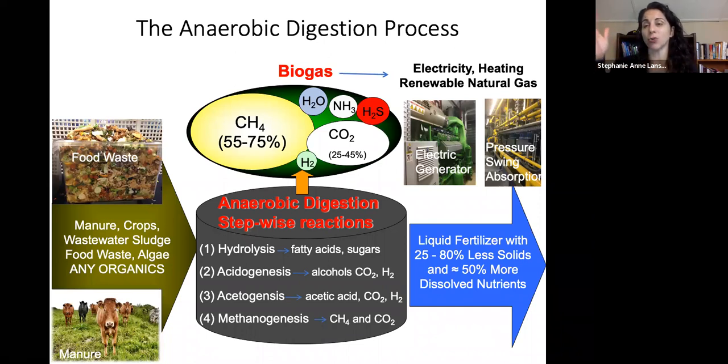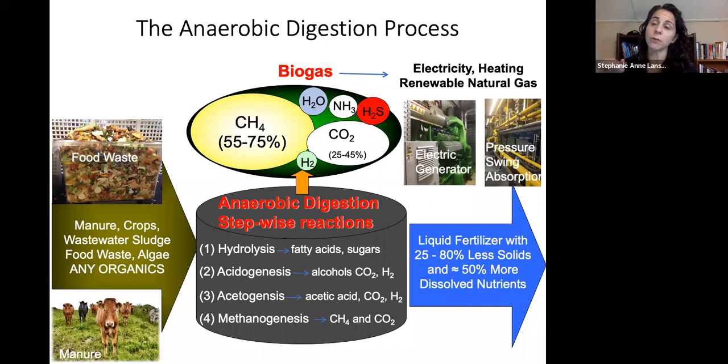Or you can actually scrub out the CO2, and that's using pressure swing absorption. So instead of having 60% methane, it goes up to 99 to 100% methane. At that point, you can compress it and use it just like you would any sort of natural gas. You can use it in a natural gas vehicle. You can put it into a natural gas pipeline. Natural gas is 99% methane, so basically it makes it renewable natural gas. So again, there are various ways you can use it, or you can just heat it and use the methane directly as a heat source.